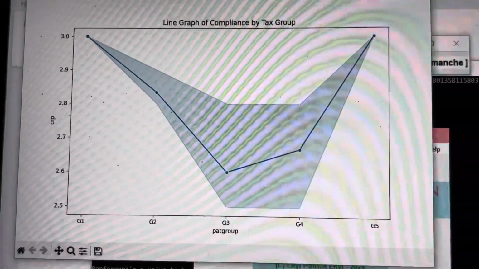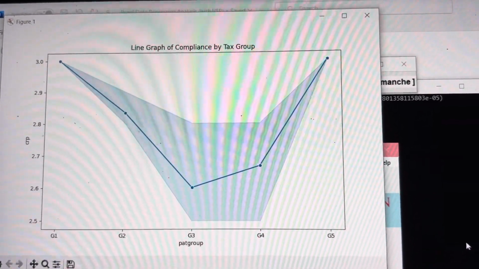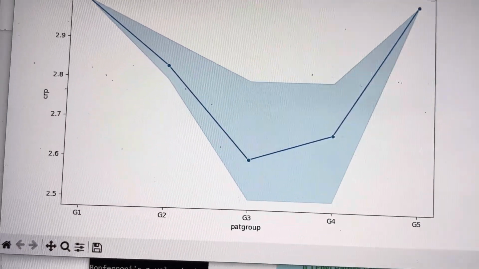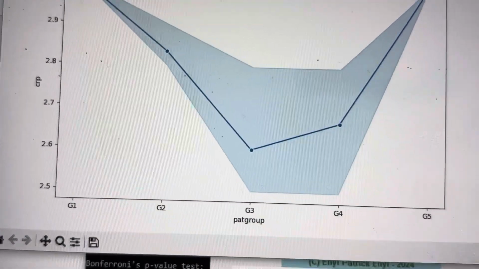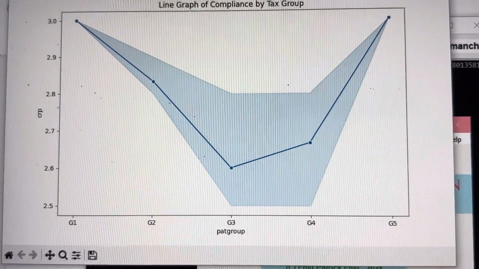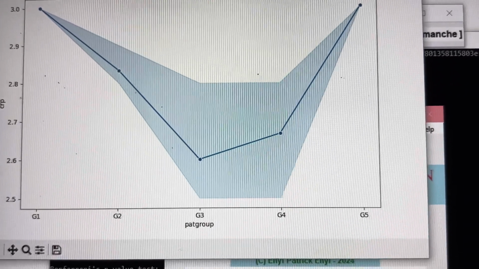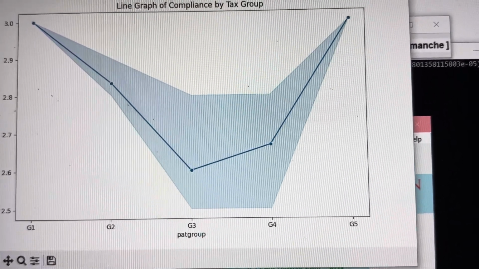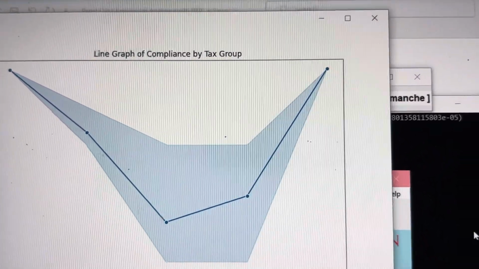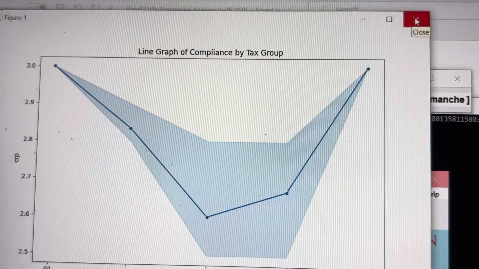Now, first of all, as usual, it will bring out the graphs. This is the first graph, the line graph. You can see these are group 1, group 2, group 3, group 4, and group 5. You see, group 1 has a higher value, and the one that has the lowest value is group 3, followed by group 4. And I think the highest value should even be group 5. So now let's see other graphs before we look at the figures.